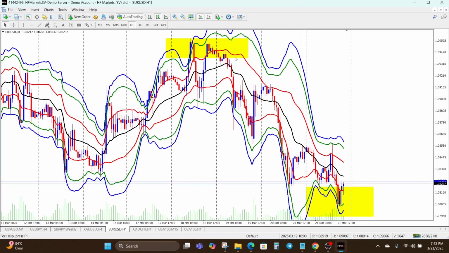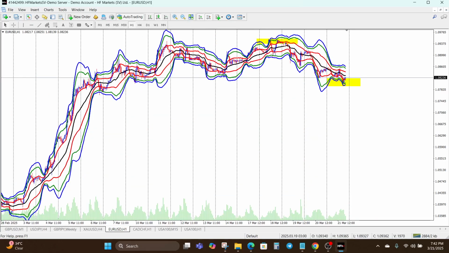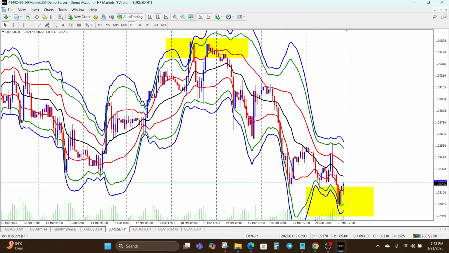Traders can hold their positions until price reaches the opposite band or wait for price action confirmations to exit. So had we entered a sell at this point, you can wait for price to get to the extreme lower band and show signs of reversal. In that case, probably we would have exited around here.